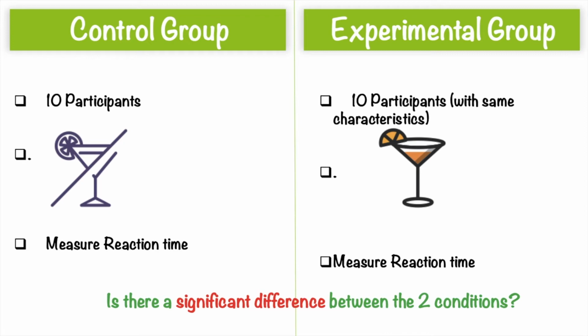So once you allocate them into control group and experimental group, we make sure that the control group do not have any alcohol in their body, and we administer some alcohol into the experimental group, and then we measure the reaction time for both the groups and see if there is any significant difference between these two conditions, right?